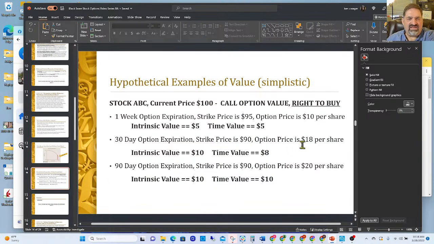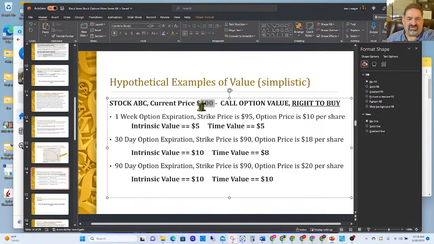So last little thing here, let's do some hypothetical examples of value. Very simplistic, but let's just say we have a stock, the current price is $100. This is a call option, so you can keep that in mind. This is the right to buy. So current price is 100, and I'm going to buy an option that gives me the right to buy it for $95, and it's one week out. I had to pay $10.